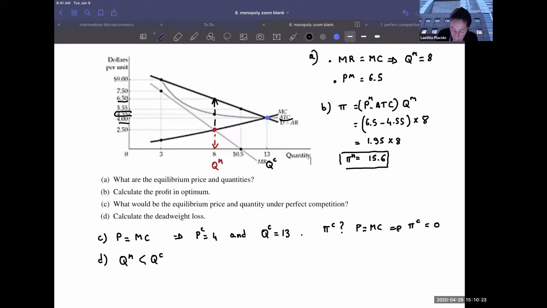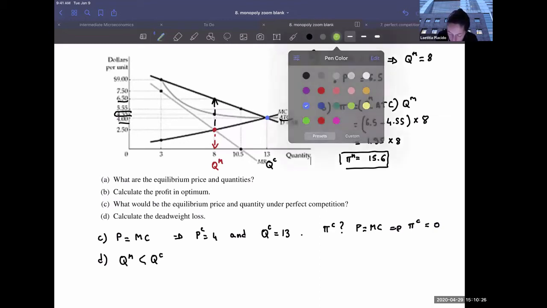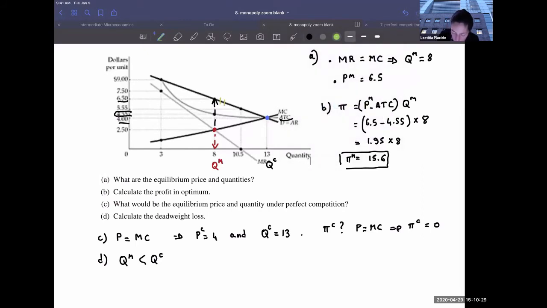Okay? And what does it mean? It means that these people here along the demand curve had a willingness to pay which was higher than the marginal cost of producing these units. So there were possible mutually beneficial trades here, and these trades don't happen with a monopolist. So the deadweight loss is a loss in surplus when you compare the situation of perfect competition with the one of a monopolist. So it's this triangle here.